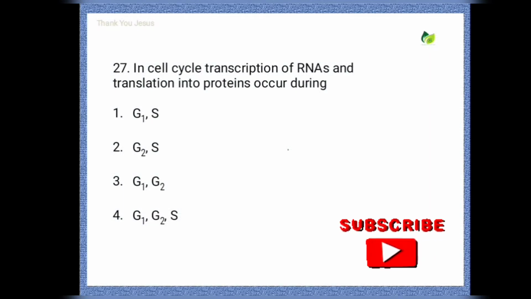In cell cycle transcription of RNAs and translation into proteins occurs during. Options are G1 and S, G2 and S, G1 and G2, G1, G2 and S. Correct option is third one, that is G1 and G2.